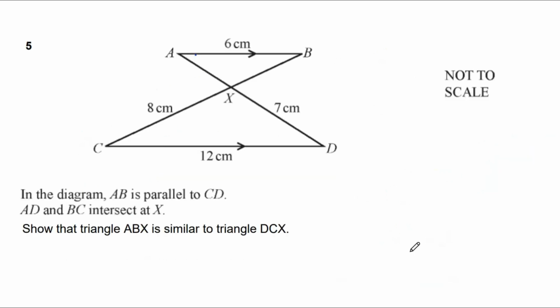Now look at this example. In the diagram, AB is parallel to CD. AD and BC intersect at X. Show that triangle ABX is similar to triangle DCX. Okay. So let's find out the angles it makes, because two parallel lines are given. AB and CD are parallel.